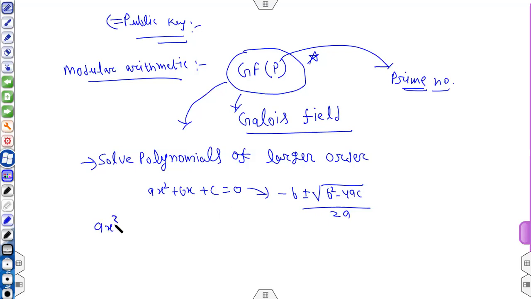But as soon as you go to the third order, something like this, can anyone tell me which method you use to find the roots when solving a third order equation? Okay, there is no fixed rule. We are not having any such rules for finding the roots of any equation bigger than the order of 2.